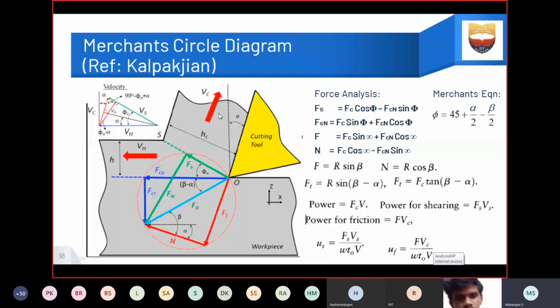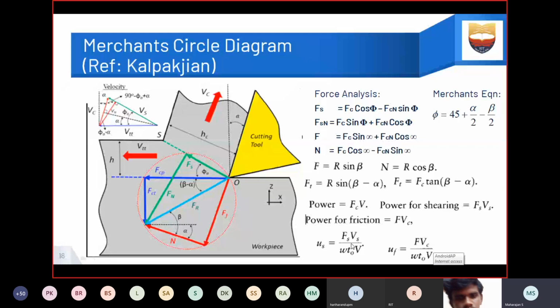Next is the merchant circle diagram. This is a very important diagram. Every time they ask questions on the merchant circle diagram. It's important for machining operation. If you want to know about machining operation, without the merchant circle, you cannot escape.